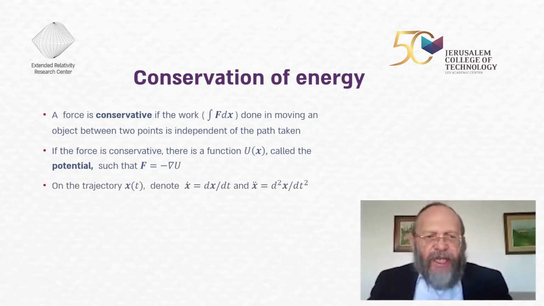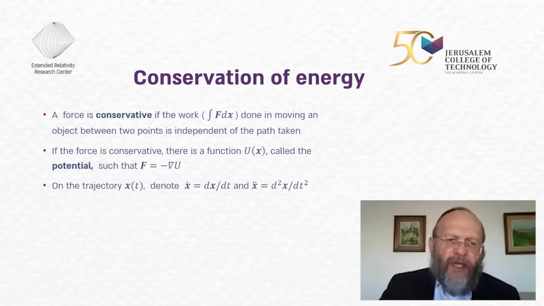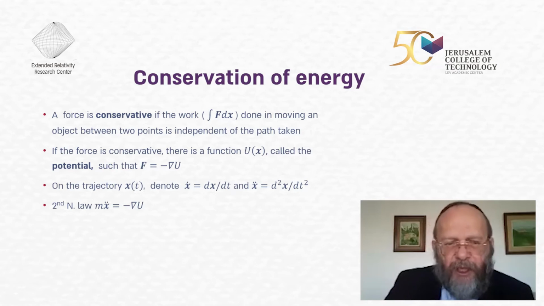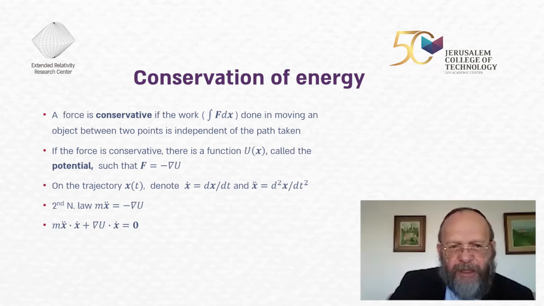On the trajectory x, we denote x of t. x dot means dx/dt, as I said, and x double dot is the acceleration. And the second law is m x double dot equals minus gradient u, because we assume that F is minus gradient u. To get the conservation, you need the following thing. You have to bring those two things to one side and take the dot product with the velocity. x dot is the velocity.